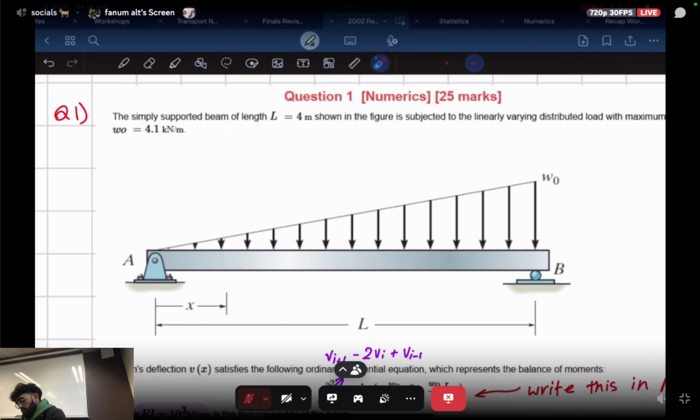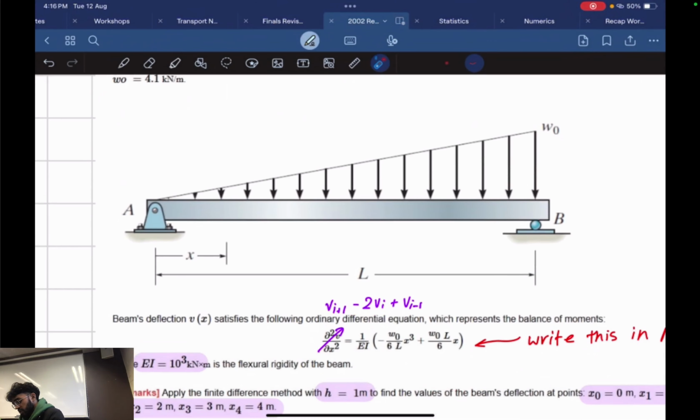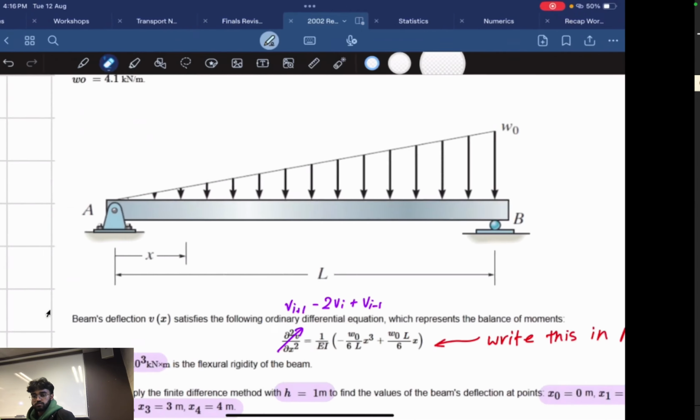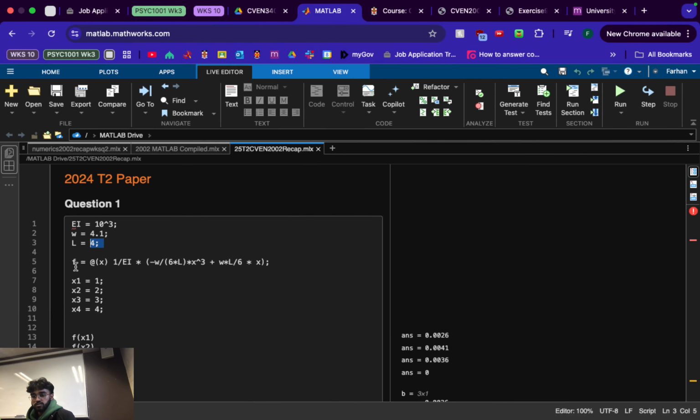So I'm going to write this equation in MATLAB. I've made F equal to 1 over EI times minus W over 6L times X cubed plus WL over 6 times X. That's our deflection equation, or at least the second derivative with respect to X. And we've also got these values. At X1, it's equal to 1. At X2, it's equal to 2. X3 is equal to 3. X4 is equal to 4, in meters.